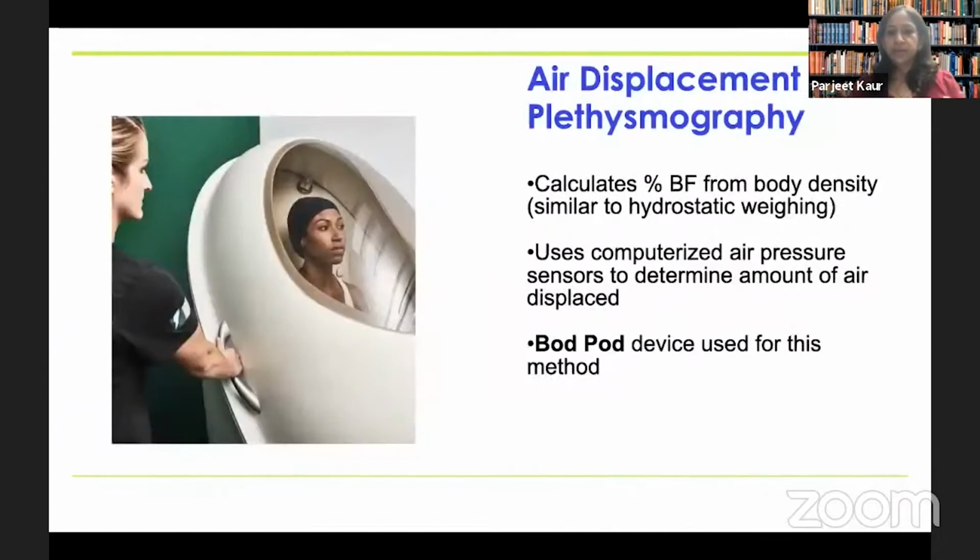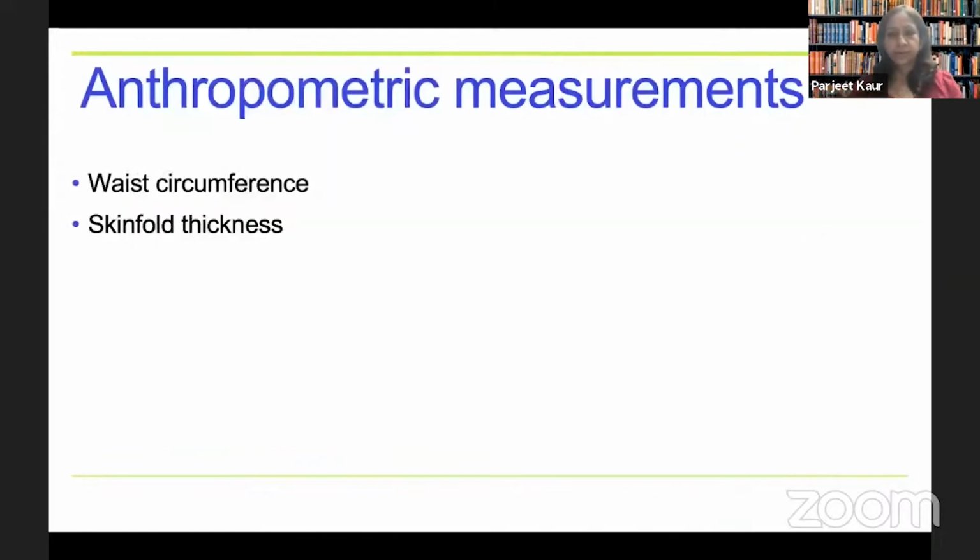Air displacement plethysmography is similar to hydrostatic weighing. It's just that here the air displacement is noted, how much air is displaced, using computerized air pressure sensors. And then again, the body density is calculated, and from there, using the equation, the percentage body fat. Again, this method is mostly used for research purposes only. It gives the idea of the total percentage body fat, nothing else, no distribution, nothing.